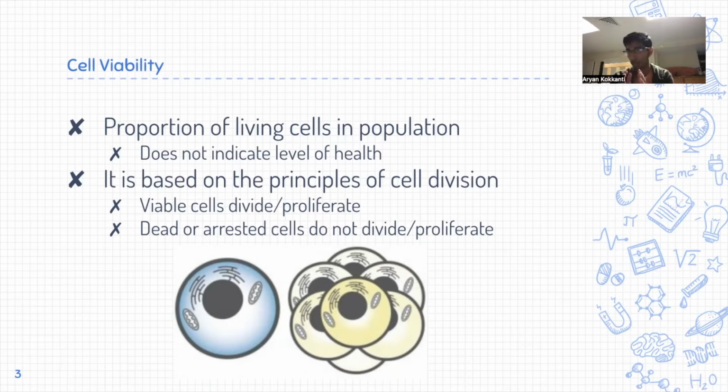So, hypothetically, this would mean that cancer cells are considered viable cells, even though we as biologists understand that cancer cells are not a good thing.